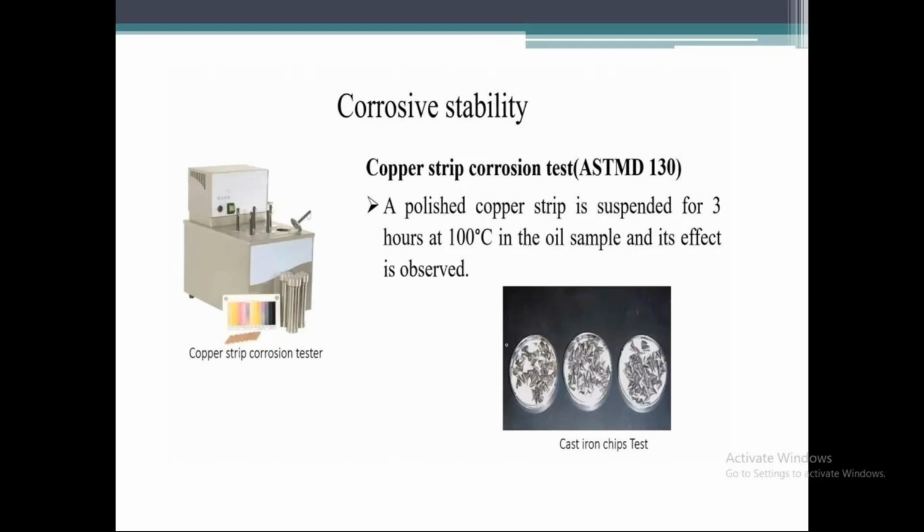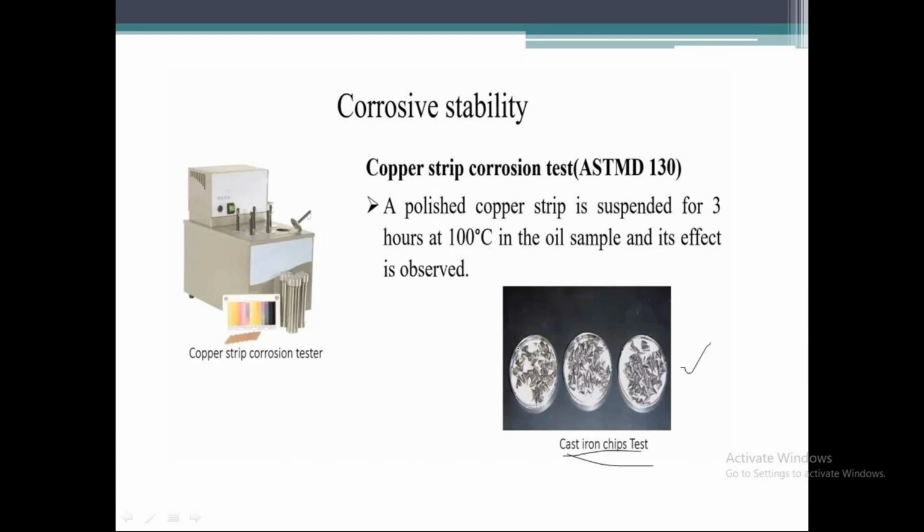and see how much corrosion happened with respect to our copper strip. Another way of measuring corrosion is the cast iron chip test. Suppose your lubricant has water as well as some emulsifier, you can go for this cast iron chip test. Here you have a petri dish. I'm talking about the bottom right picture.